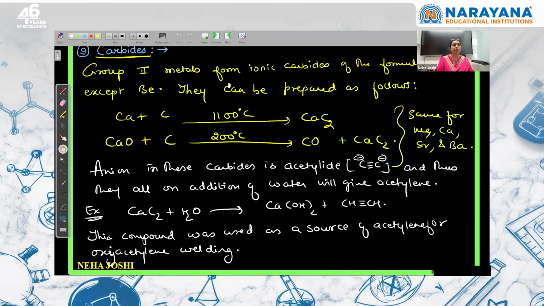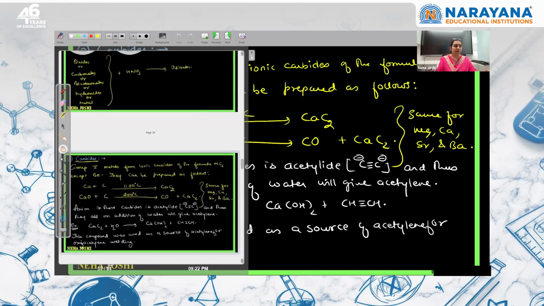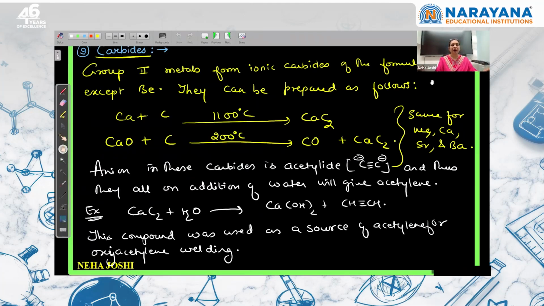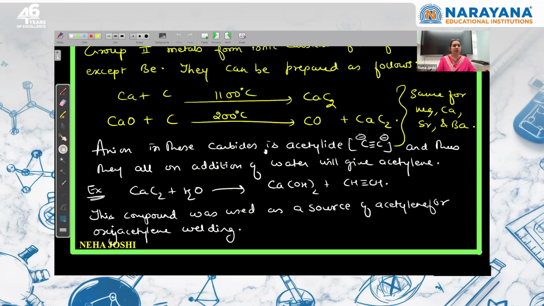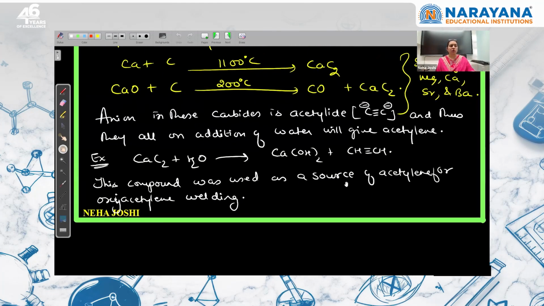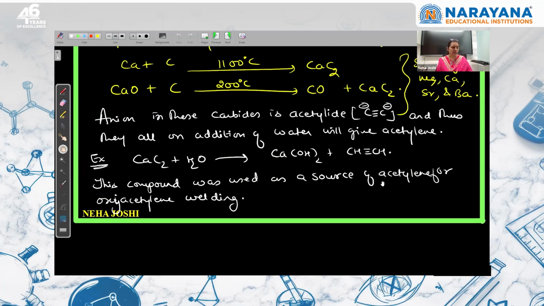Carbides. Group 2 metals. See, the first group didn't form carbides; they form ethanides. But the second group forms carbides. They form ionic carbides of the formula MC2, except beryllium. Calcium, if you are heating with carbon, you get CaC2. In the same way, if you heat CaO with carbon, you will again have CaC2. Acetylide is there. This compound was used as a source of acetylene for oxyacetylene welding.